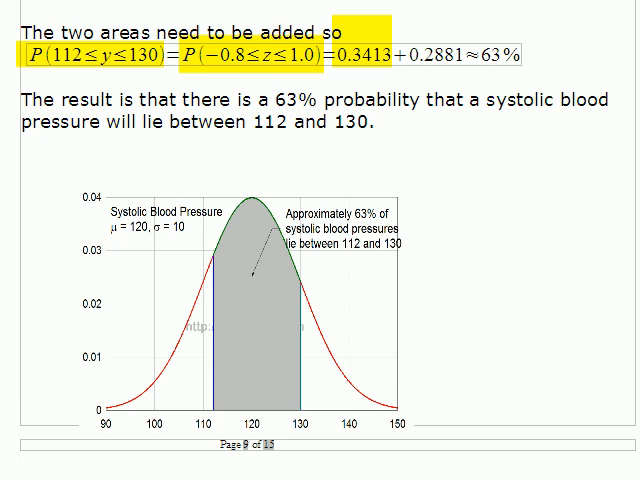So the upper piece was 0.3413, the other piece was 0.2881, you got about 63%, and that would be the area here shaded in this graph. And this works for all normal distributions because the transformation from the y to the z-score depends on the mean and the standard deviation for that particular data.